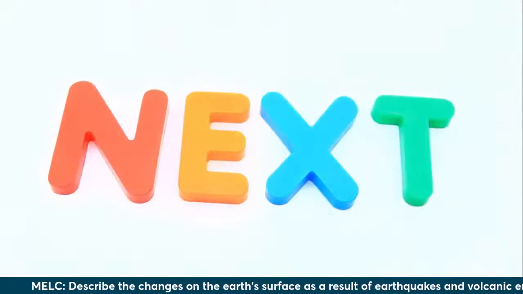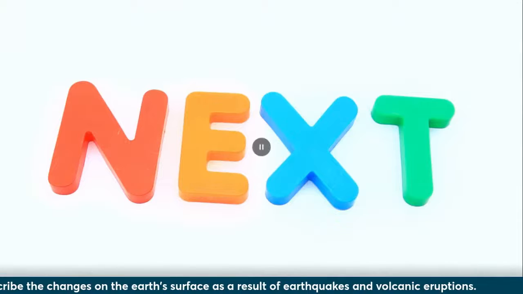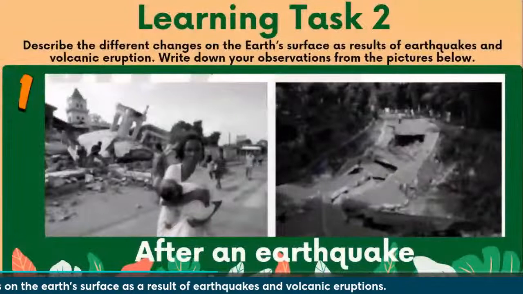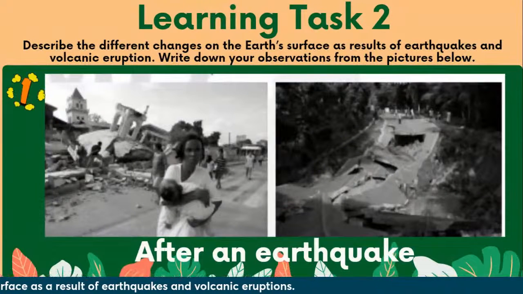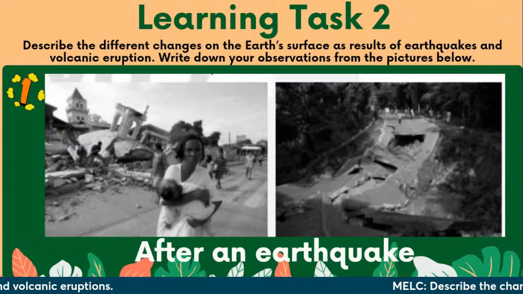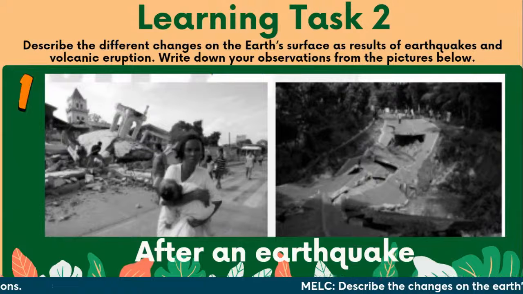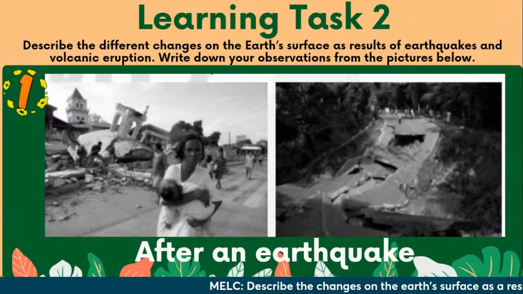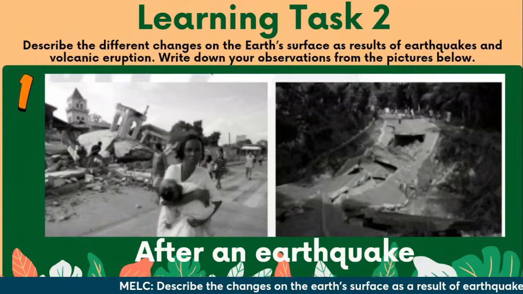Get ready for the next learning task. Learning task 2. Describe the different changes on the Earth's surface as results of earthquakes and volcanic eruption. Write down your observations from the pictures below.